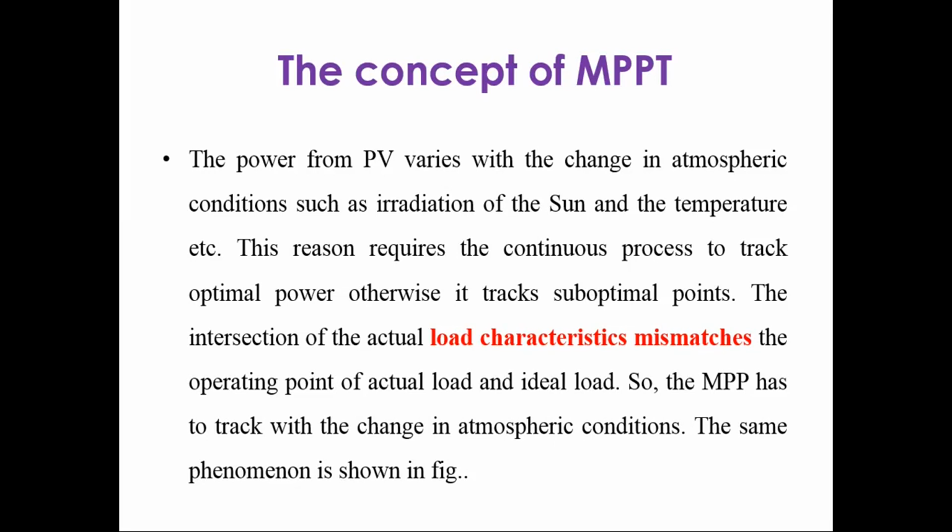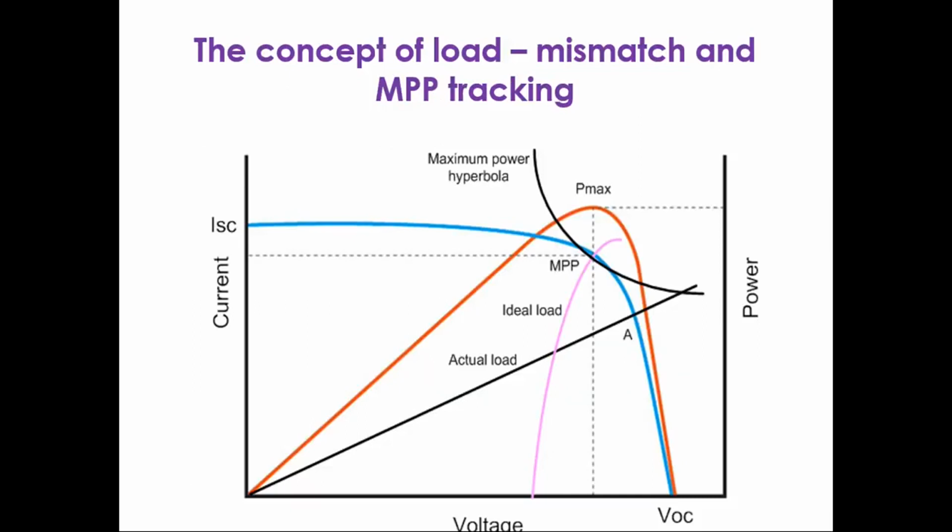from the PV module will vary with the irradiation of the sun, the temperature, and some other climatic conditions such as moisture and dust in the atmosphere. Due to this, continuous tracking of the optimal power points is required, otherwise it will track only suboptimal points. So the intersection of the load characteristic will not track the MPP. So the MPP has to be tracked with the change in atmospheric conditions, and this has been demonstrated in this figure.